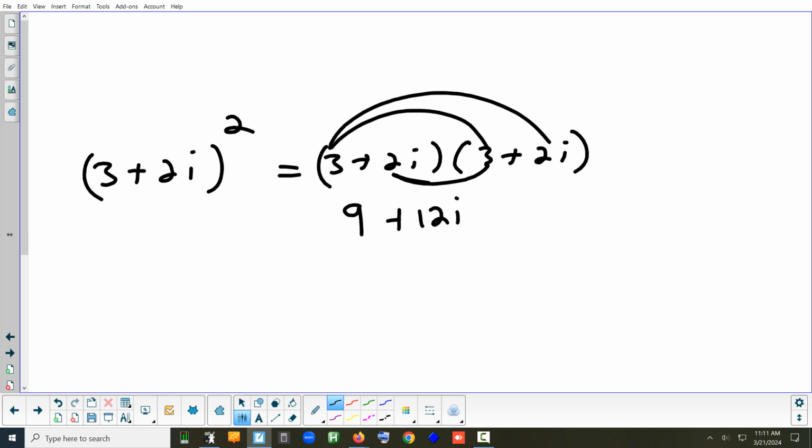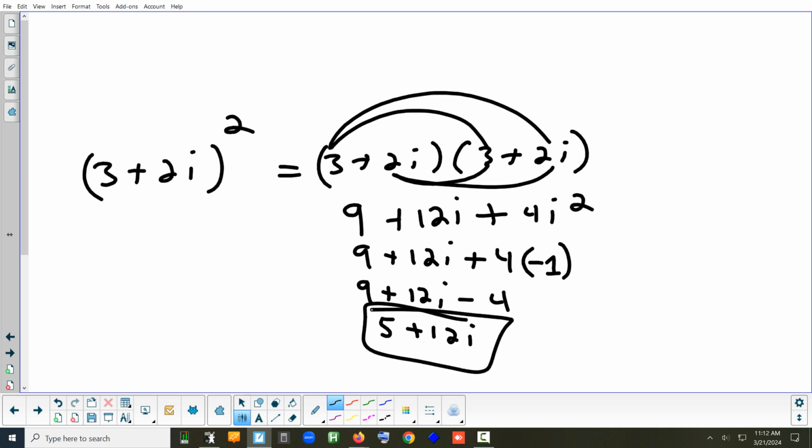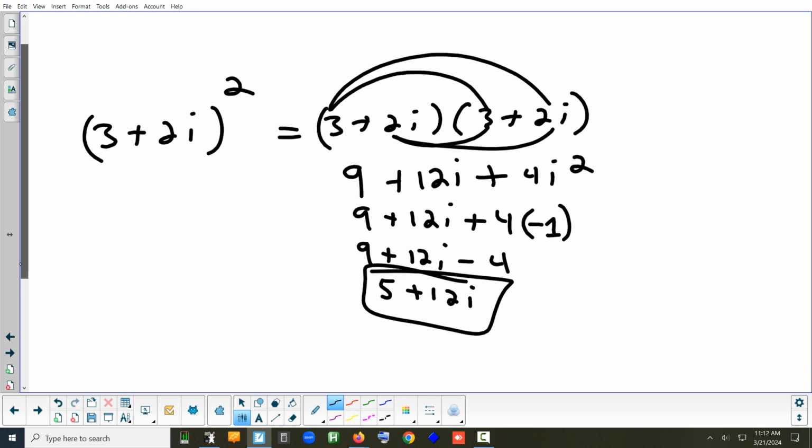And then we have a positive 2i times a positive 2i. Well, positive times positive is positive. What's 2i times 2i? 4i squared. Okay, now, i squared is really what number? i squared is -1. Okay? So what's 4 times -1? That's really a -4. And we can combine like terms. What's 9 minus 4? 5. There you go. So that's the answer when you raise 3 plus 2i to the second power.